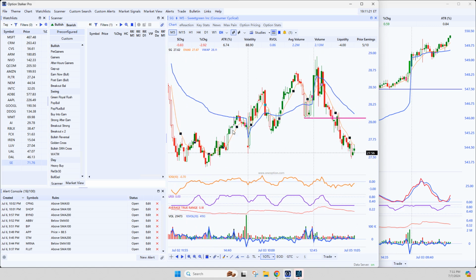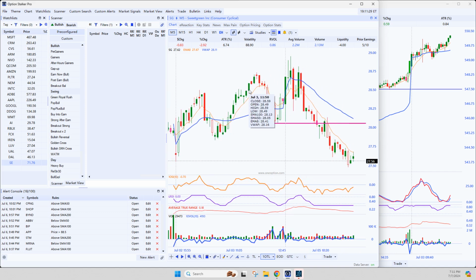I ended up adding to the stock at 28.49 on July 3rd at 11:32. So like here, for an average entry price, I got two more shares, so I got an average entry price of $28.11.